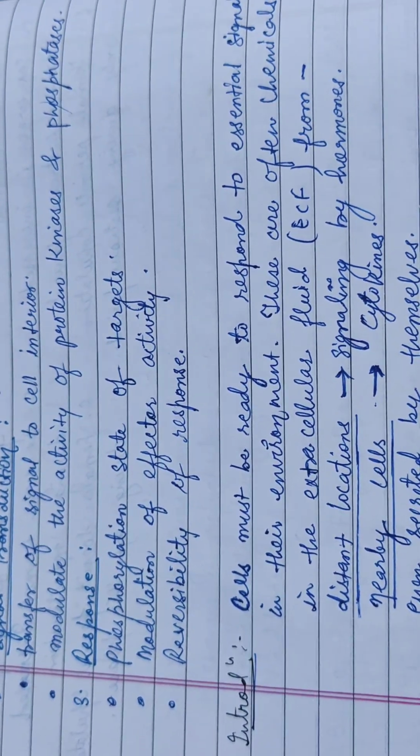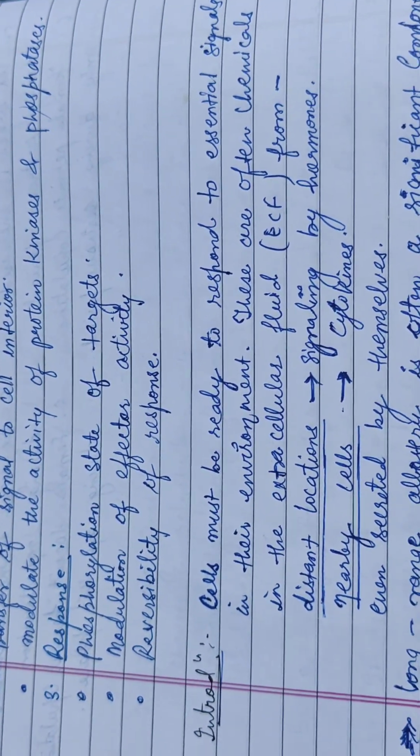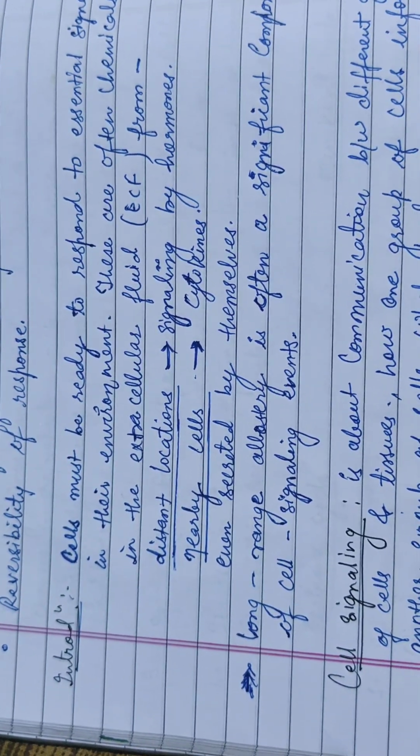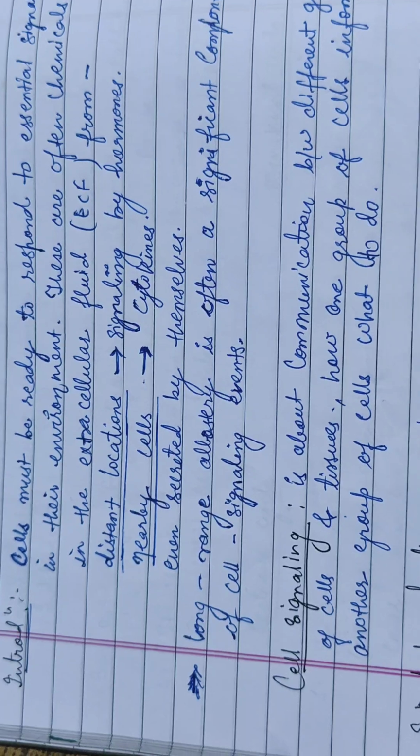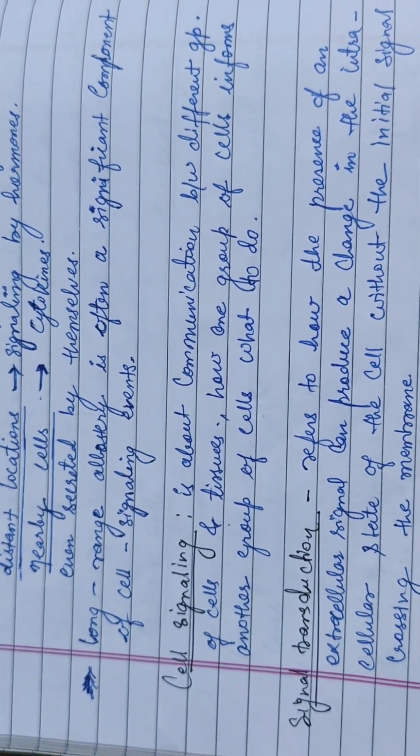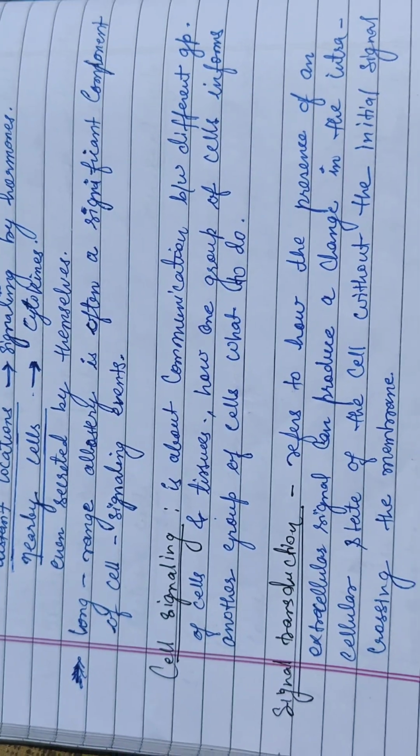The cell must be ready to respond to essential signals in the environment, and these are often chemicals in the extracellular fluid from a distant location or from nearby cells. So long-range allostery is often a significant component of cell signaling events.